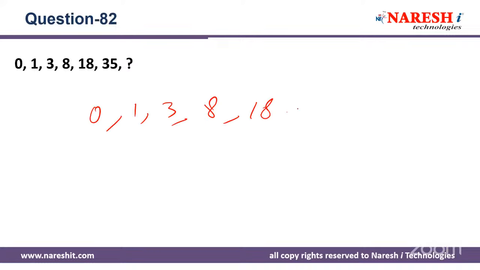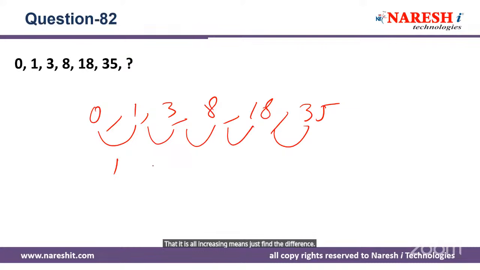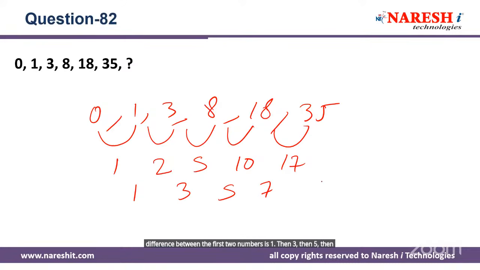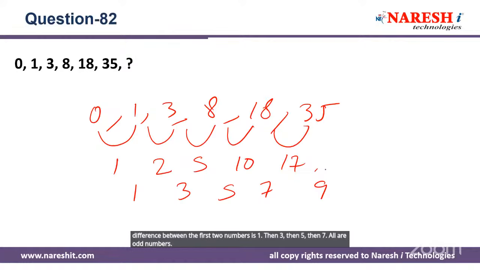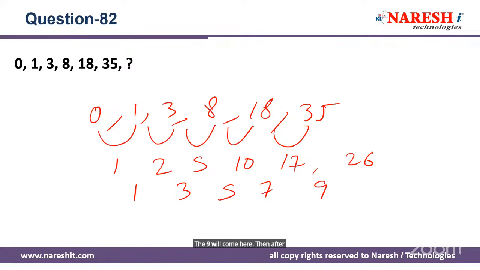For such kinds of questions, when you see that the numbers are increasing, just find the difference. 1, 2, 5, 10, 17. See, there is a pattern. What is the pattern? The difference between the first two numbers is 1, then 3, then 5, then 7. All are odd numbers. Then 9 will come here. So after 17, 26. Then after 35, 61.